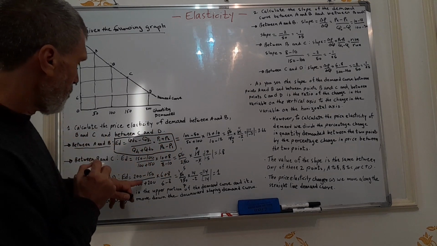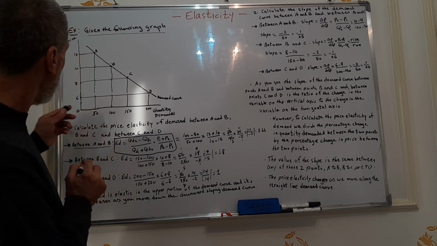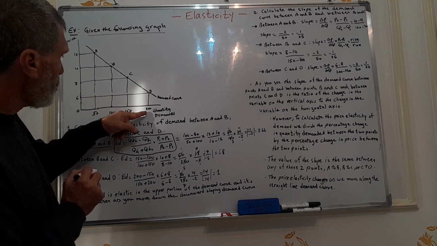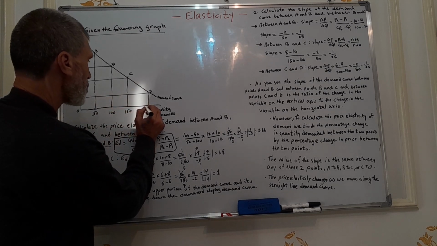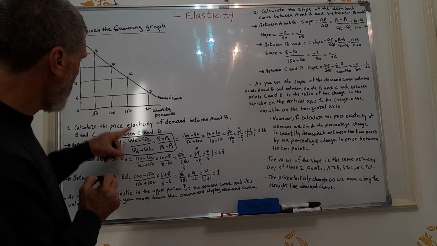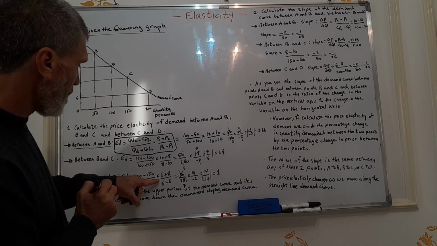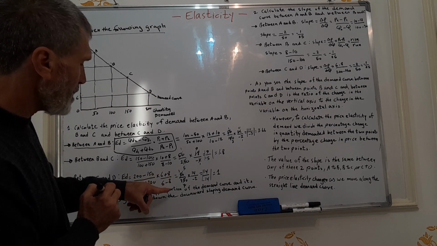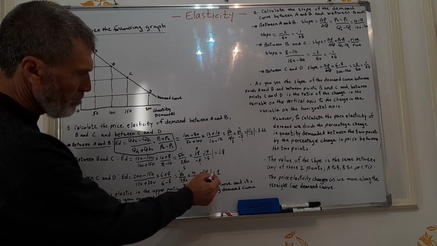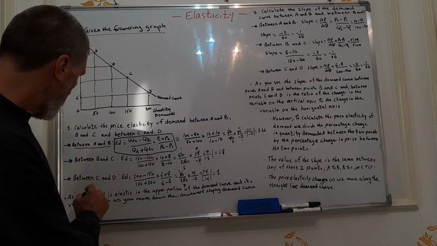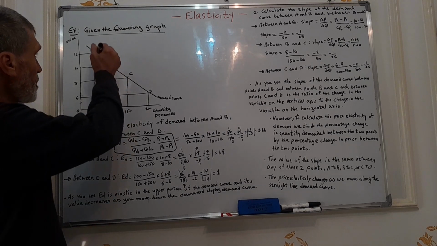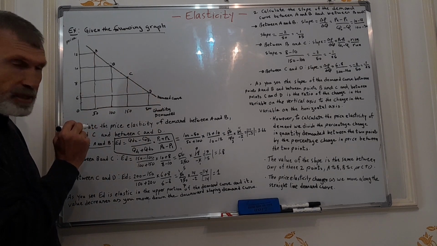Okay? We use the same formula, QD2, now 8 to 6. So 6 is the final price, corresponding to 200. So we're going to have (200 minus 150) over (150 plus 200) times (6 plus 8) over (6 minus 8). Of course, do the calculation, take the absolute value here, we come up with 1. So, as you see, ED is elastic in that portion, okay?